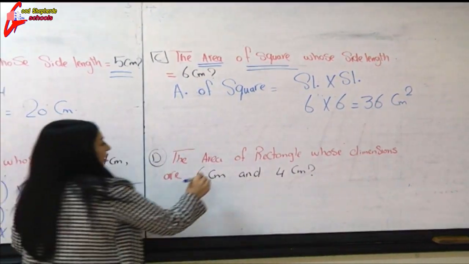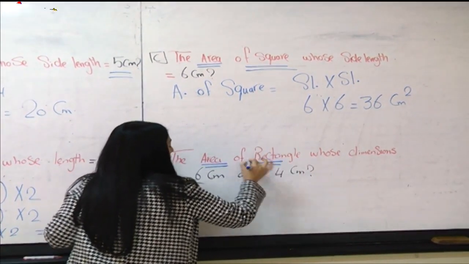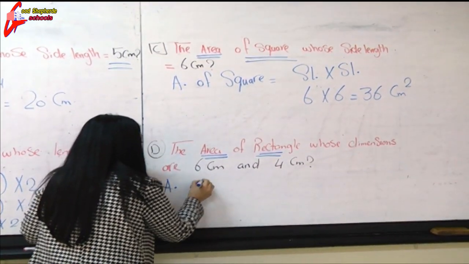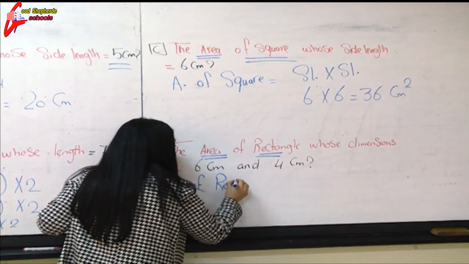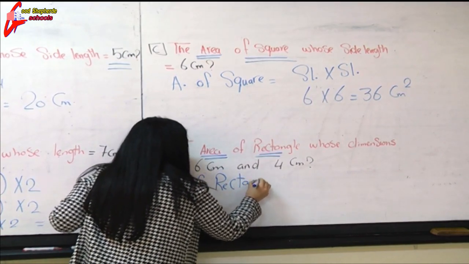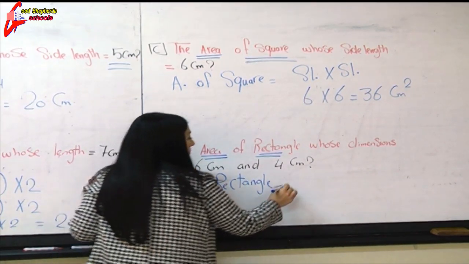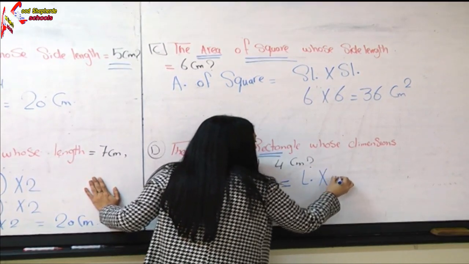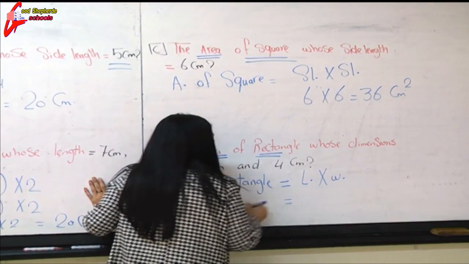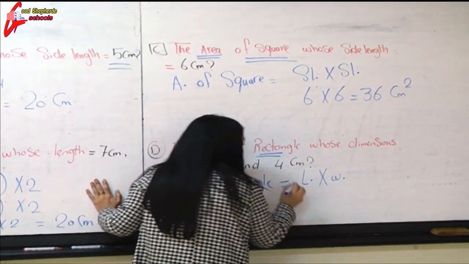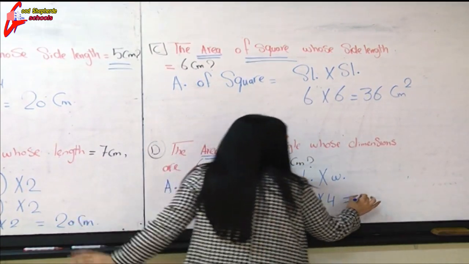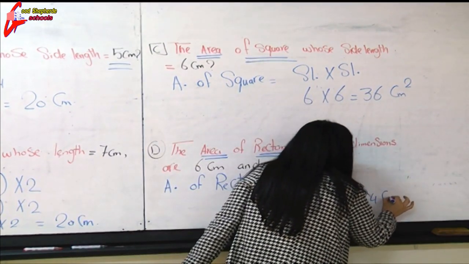The area of rectangle. Area of rectangle, write the rule at first, equals length times width, equals 6 centimeters times 4 centimeters, equals 24 centimeters square.